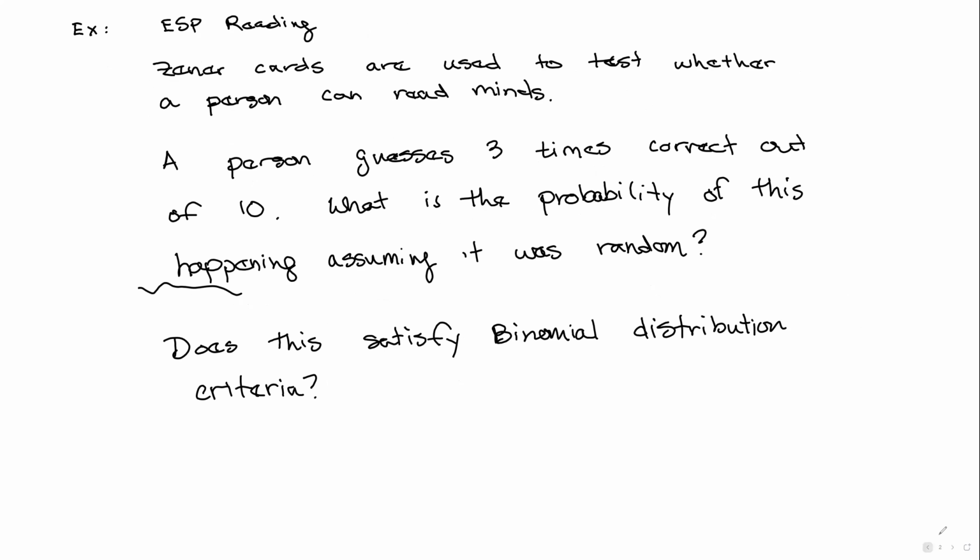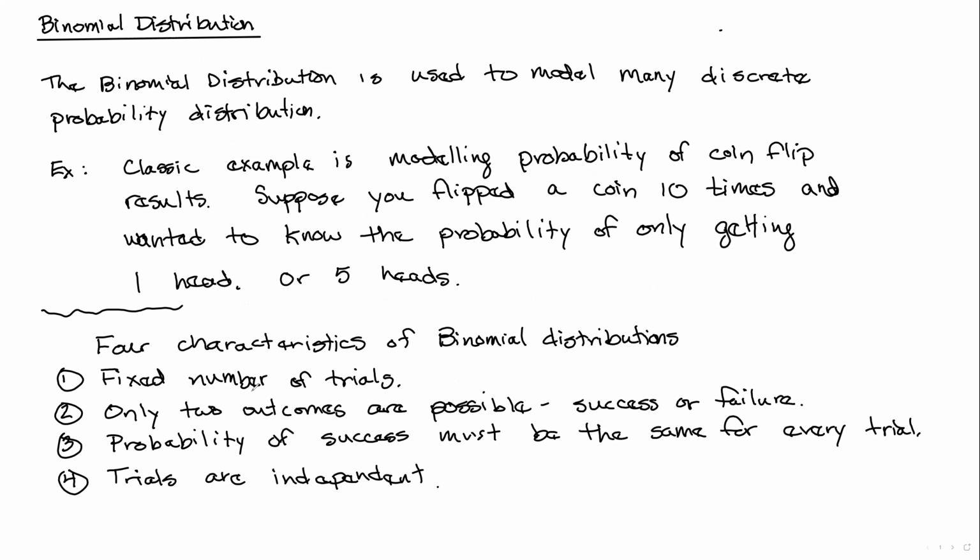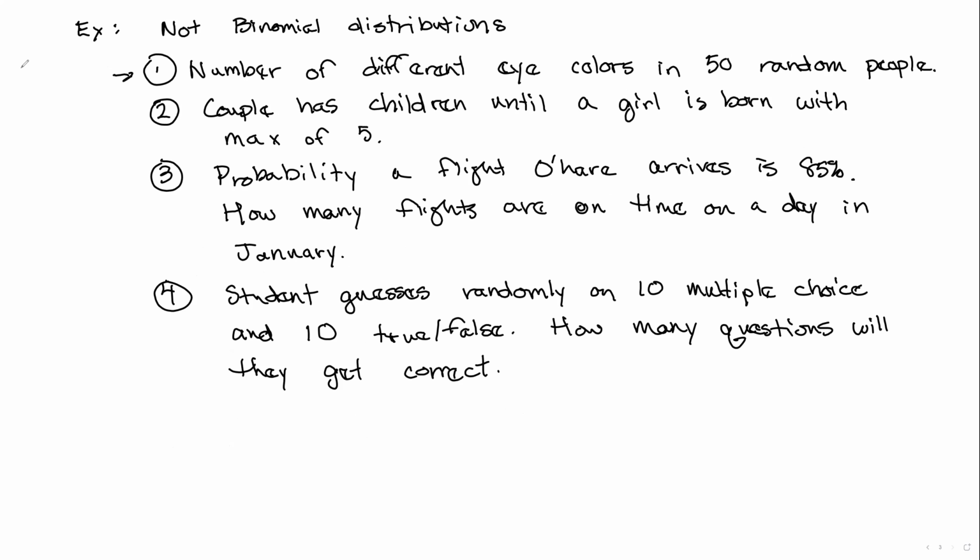So if you go back and look, what are the criteria here? Fixed number of trials, only 2 outcomes, and so on. So there are too many outcomes.